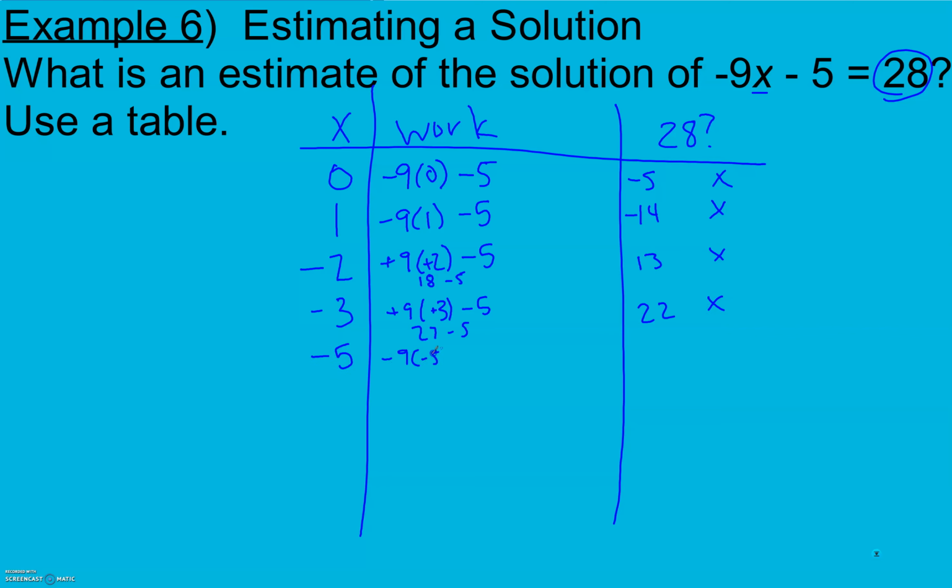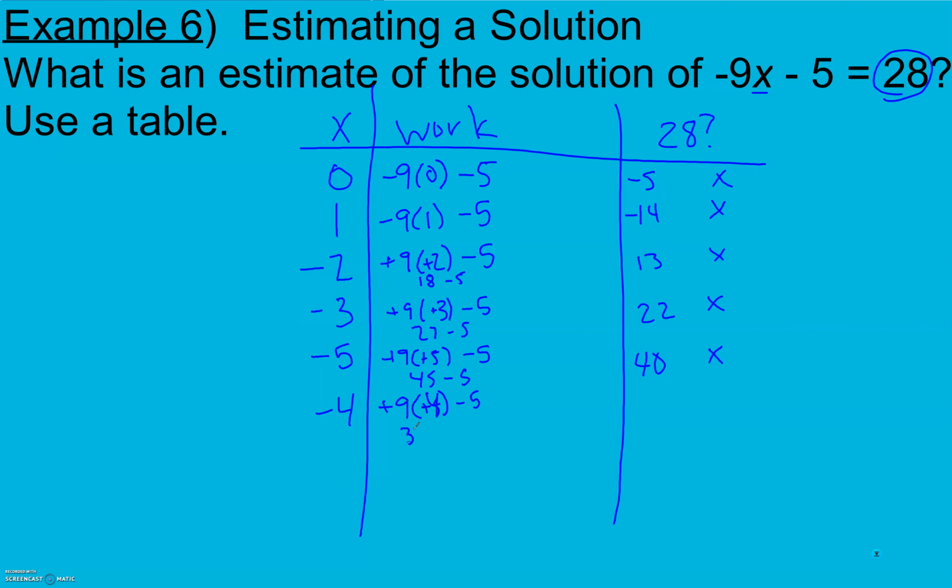Negative 9 times negative 5 minus 5. Two negatives make a positive, 45 minus 5 gives me 40. I am too far here, so I know I need to go backwards. I was at negative 3, I went to negative 5, so let's try negative 4. Negative 9 times negative 4 minus 5.